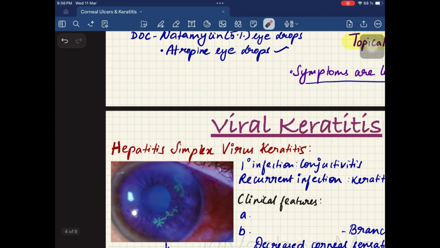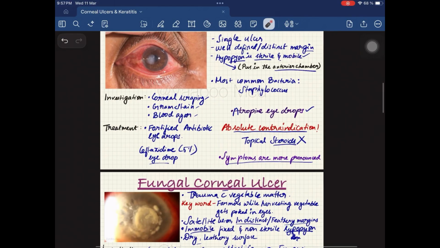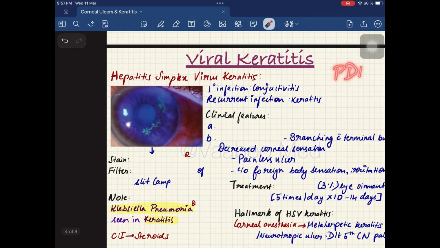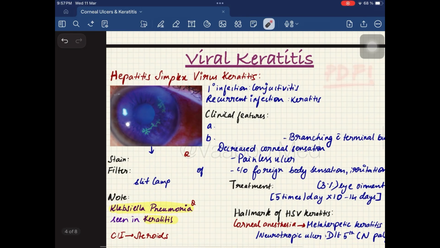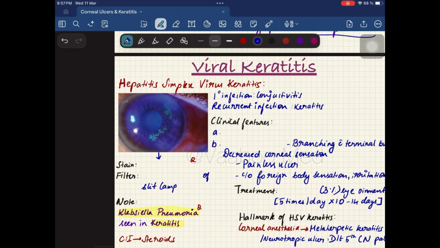I think you have seen these kinds of images also. All of the questions and topics mentioned here have appeared in every exam. So please listen very carefully. If you want the PDF, you can comment PDF. Okay, let's go to the next topic, viral keratitis.